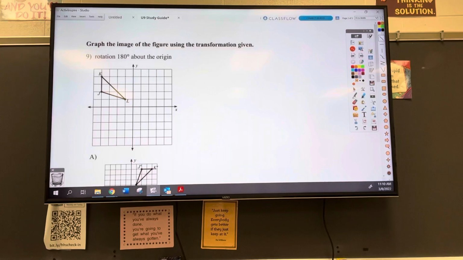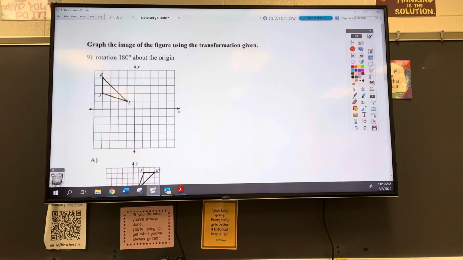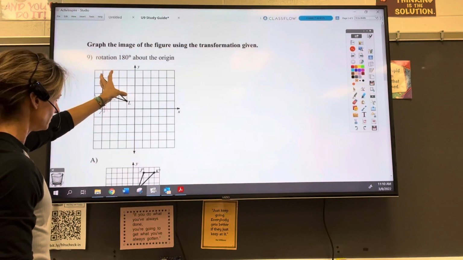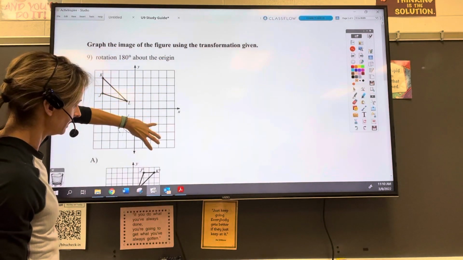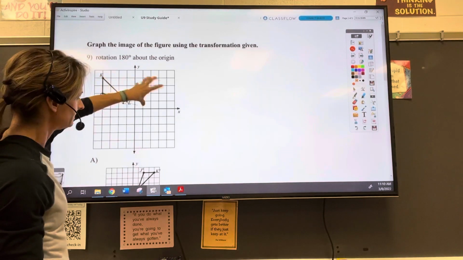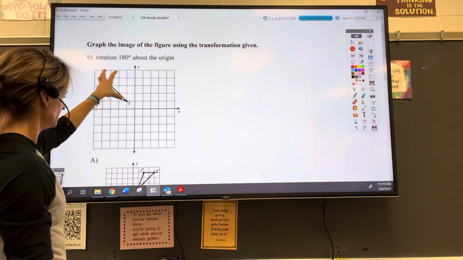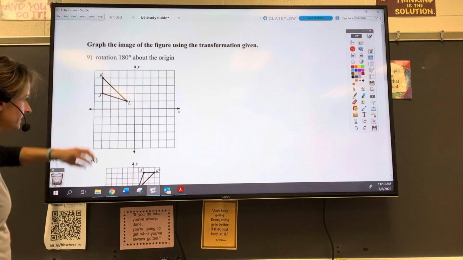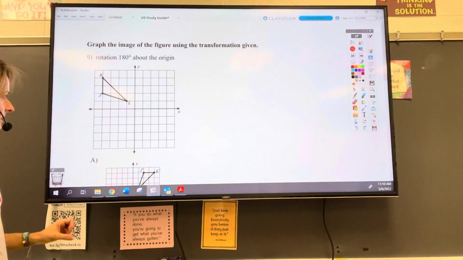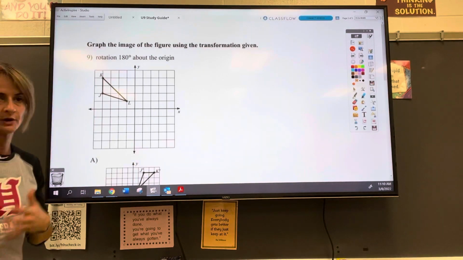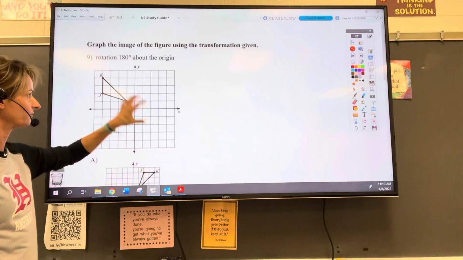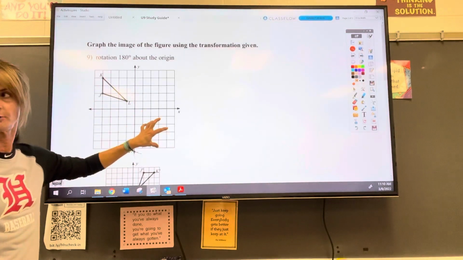Number 9 is a rotation of 180 degrees. So these points are going to move 2 90 degree quadrants. So this 90 degree rotation clockwise would be here. It would go from quadrant 2 to quadrant 1. A 90 degree counterclockwise rotation would go from quadrant 2 to quadrant 3. A rotation of 180 doesn't matter if you're going clockwise or counterclockwise, because either way, you're going from quadrant 2 to quadrant 4. Are we good with that?